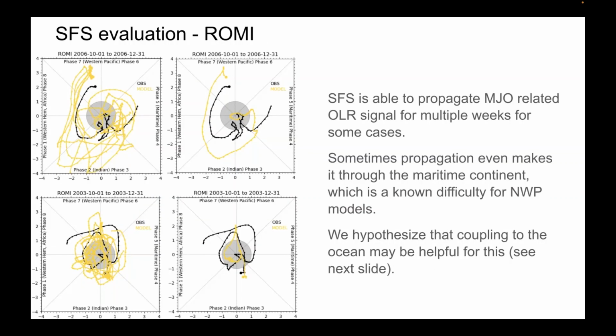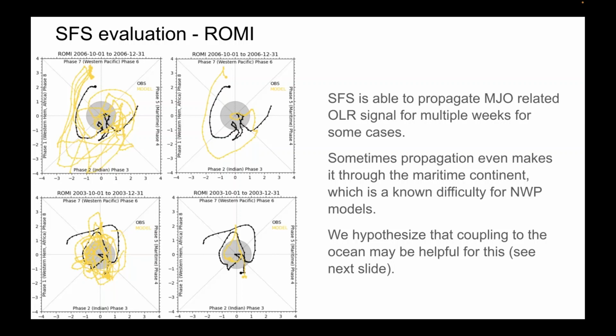So one example I wanted to show here is again for the OLR-based MJO index, the ROMI. On the left are two cases where I show all the ensemble members for two different initializations, and on the right is the respective ensemble mean. And what I thought was actually very nice is that the SFS is able to propagate the MJO, or at least the MJO related OLR signal, for multiple weeks in some cases.